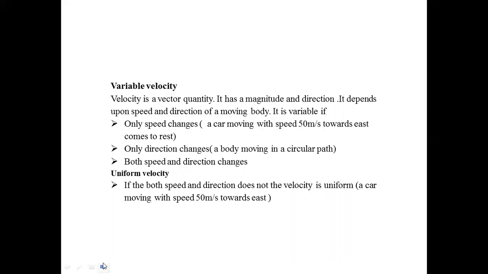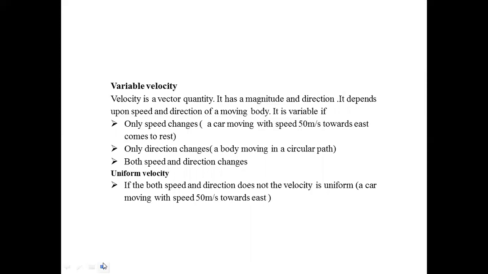Third example, when velocity is variable or non-uniform, it is when both speed and direction are changing. So variable velocity depends upon the magnitude of speed and direction. If one of them changes, then the velocity will be variable. If both of them are changing, then again the velocity will be variable. It will be non-uniform.